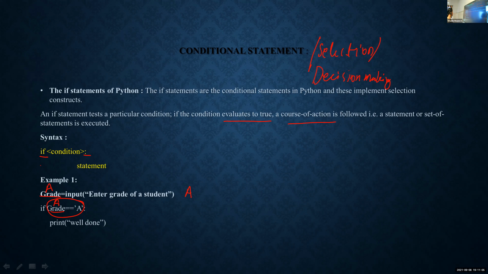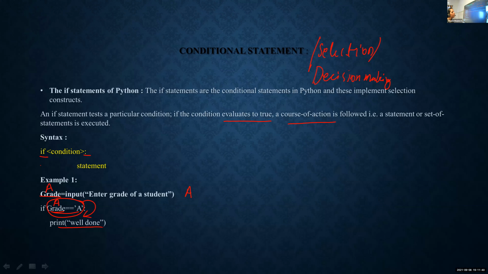Sanjana, is it equal? The condition is true or false. That is, if the value of grade is A, then what about this condition? Is it true or false? True. Yes, it is true. If grade equal to A, the content of grade is A, so A is equal to A. So the condition is true, then it will execute the statement. So your output is well done.